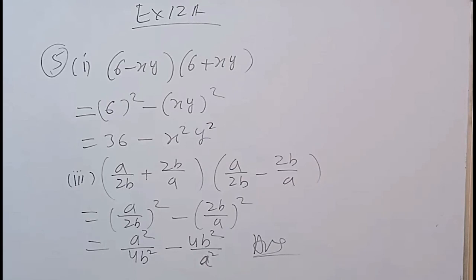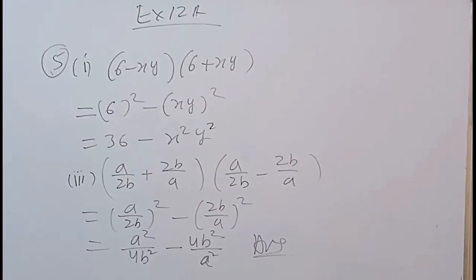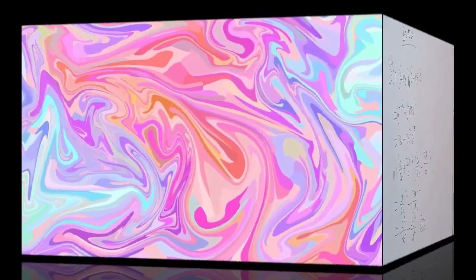Same identity, or same special product, we will use for this one. a upon 2b plus 2b upon a, times a upon 2b minus 2b upon a. So we get a upon 2b whole square minus 2b upon a whole square. That is a square upon 4b square minus 4b square upon a square. So in that manner you will do two sums of exercise 12A, 5, first and third part.